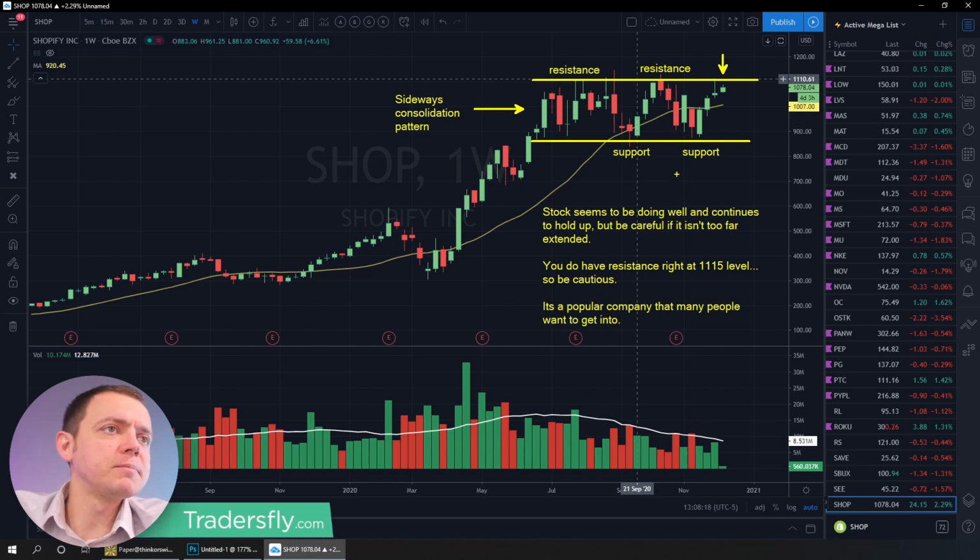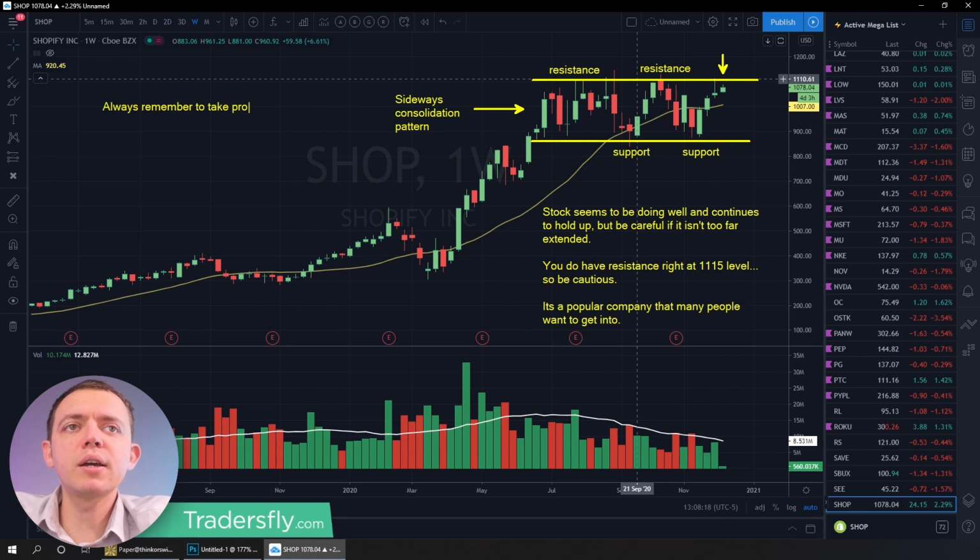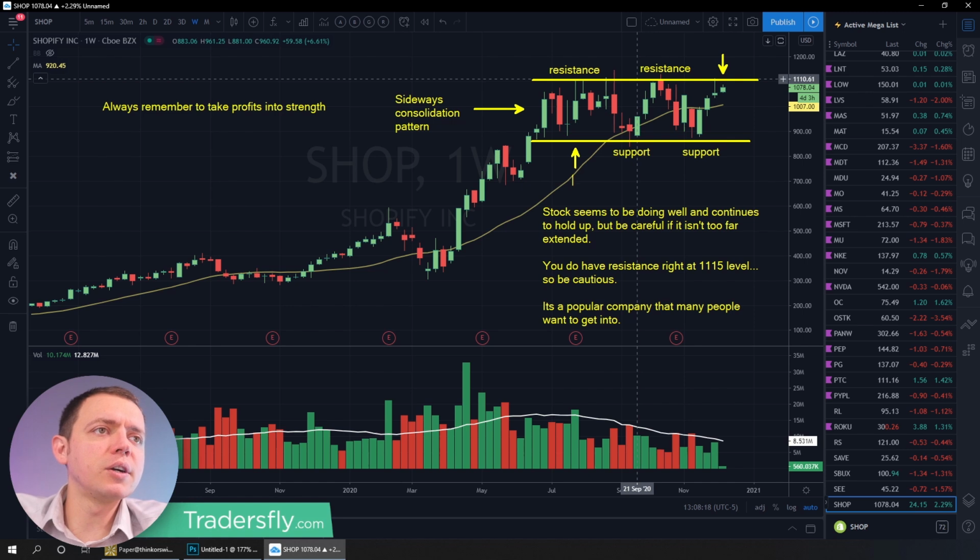So it's been doing well. It's just I wonder if it's a little too far extended. So always remember to take profits into strength. That's always a key. This could be a good value level at support. That'll be around the 850, 875 level. Maybe if it can bounce there, that could be a little bit better.